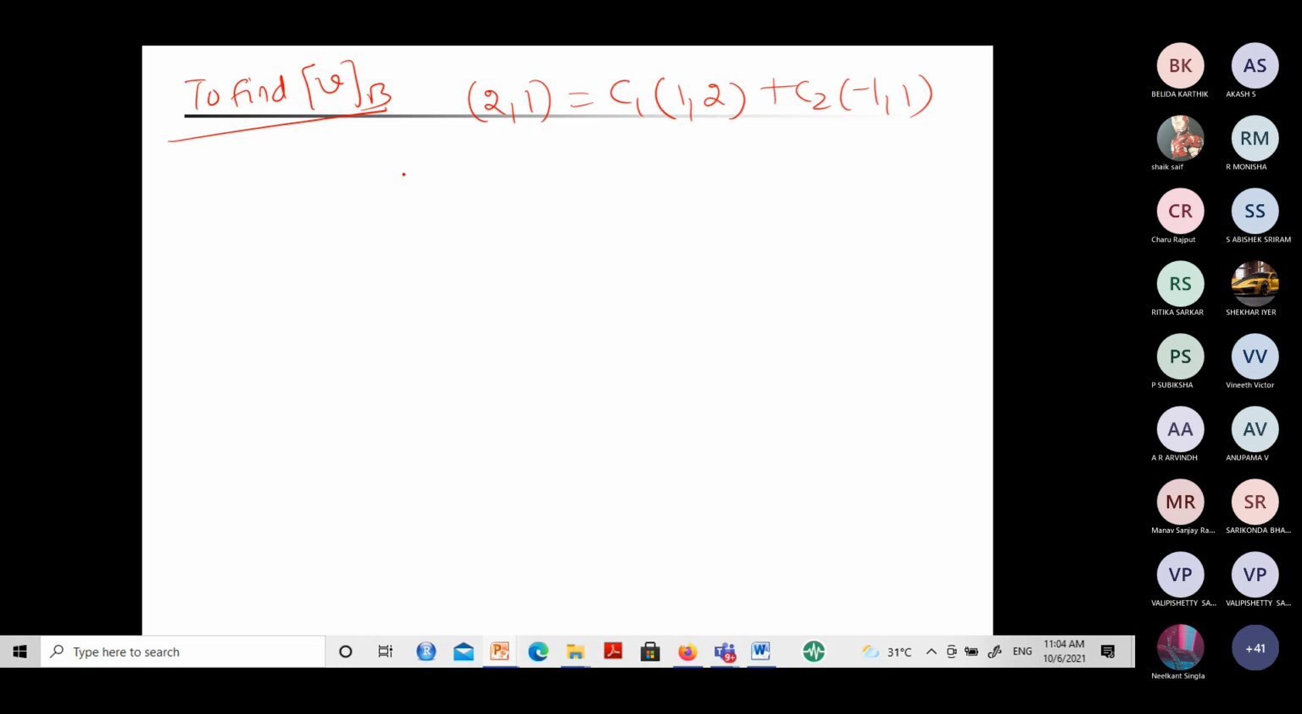Okay, tell me now how to do this. Equating the coordinates, C1 minus C2 is 2, then 2C1 plus C2 is 1. Can you solve this? 3C1 is 3, so C1 is 1. C1 is 1 means C2 is minus 1. Right?